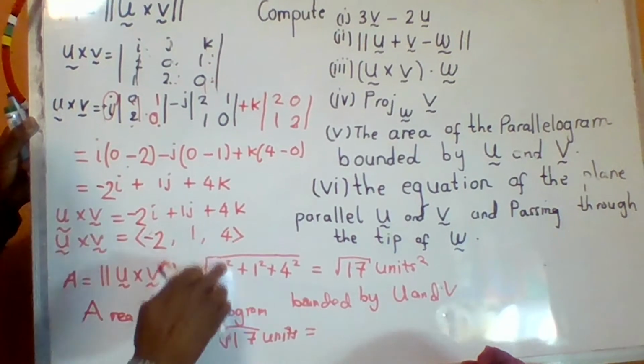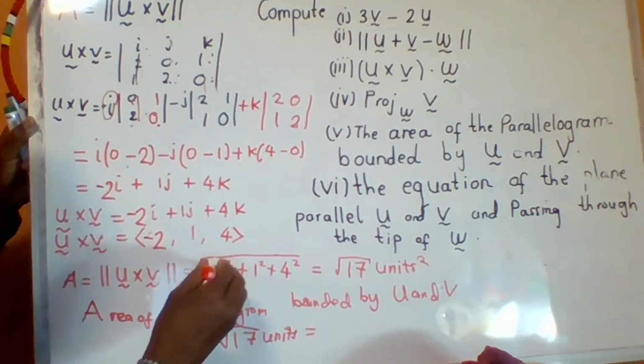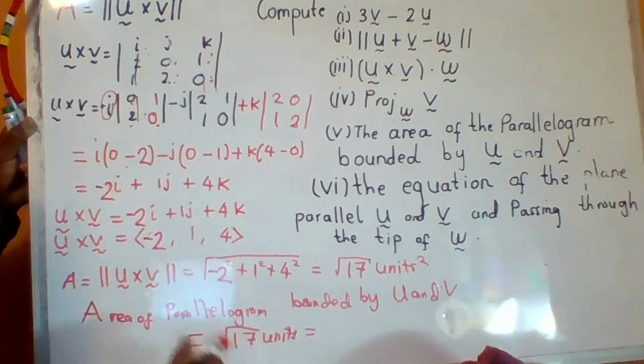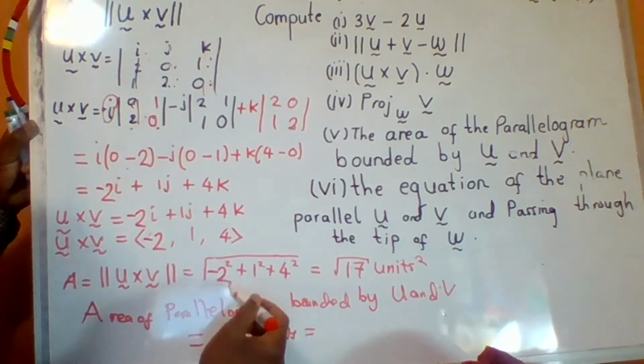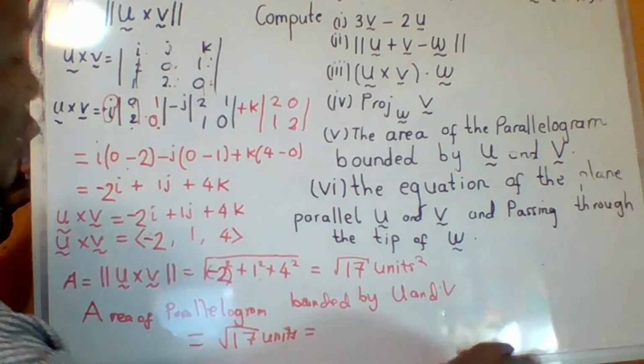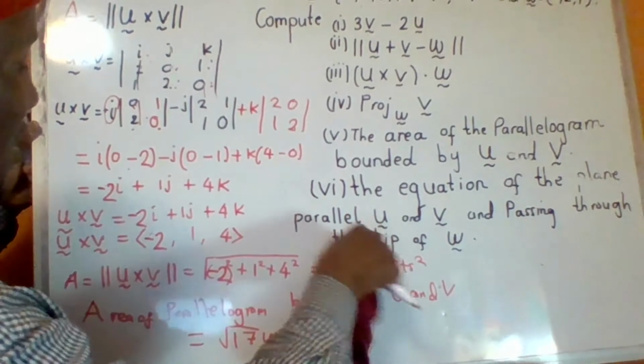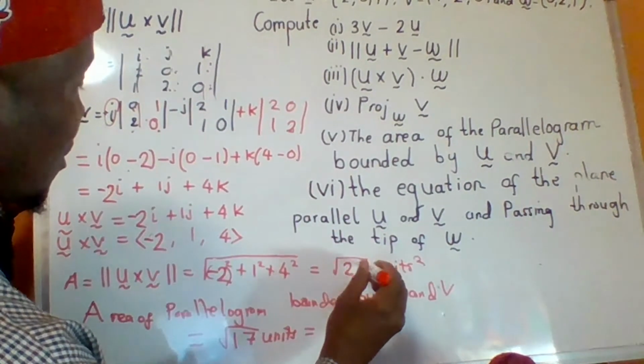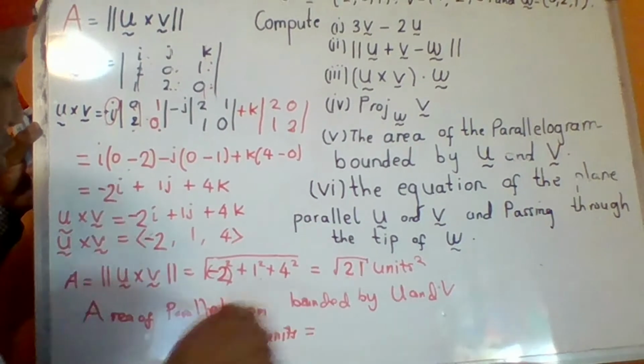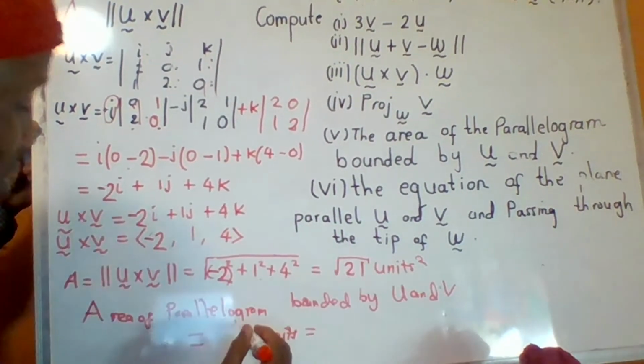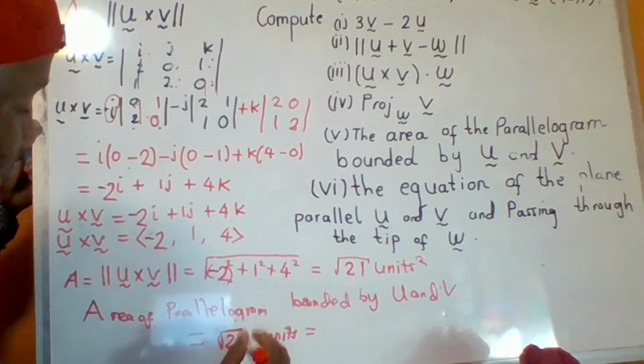So 0 times 0 is 0. 2 times 1 must be equal to 2. So this must be negative 2.